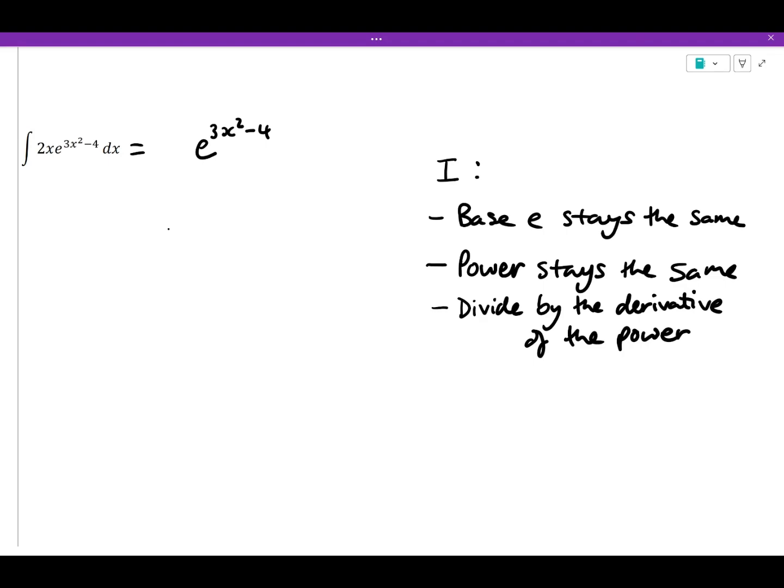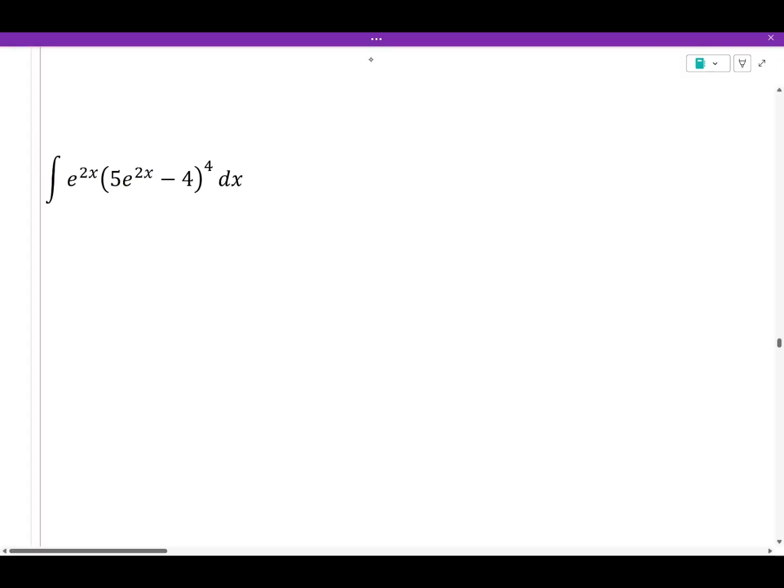We got 6x. So what I'm going to have to do is take the 2x that we had initially, and we're going to divide by the 6x like this. And then it would be plus c. Then all we need to do is just simplify what is written there. Because 2x divided by 6x leaves me with 1/3 e to the power of 3x squared take 4 plus c, like that.